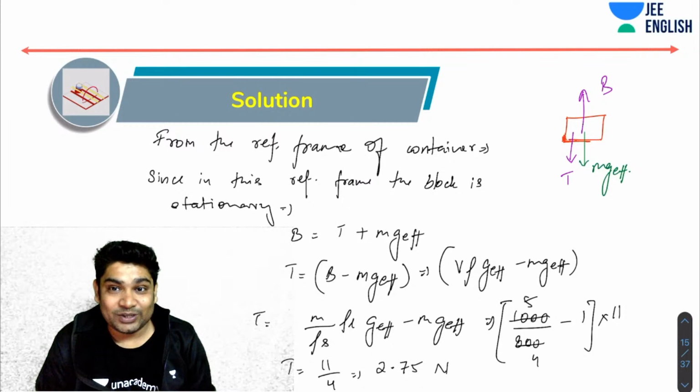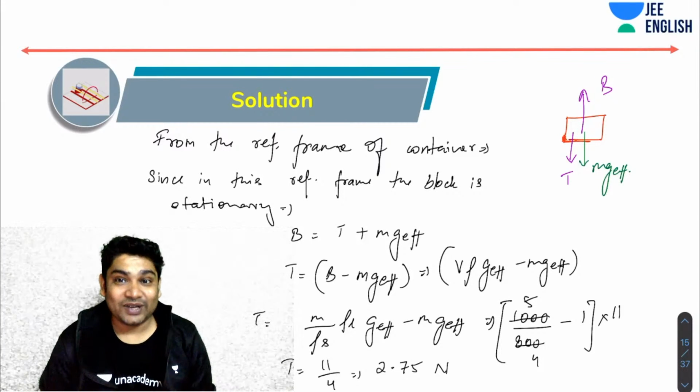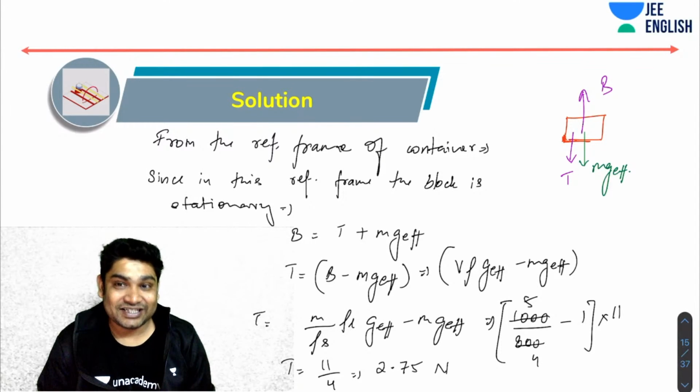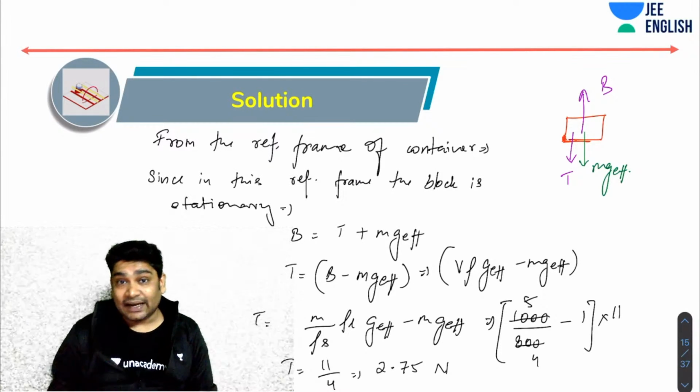It's not 2.2, it's not 5 newtons. The correct answer is 2.75 newtons. I hope everybody agrees with this. Just go through this, and let me know. Okay, agreed. Now let's come to the second part of the problem.